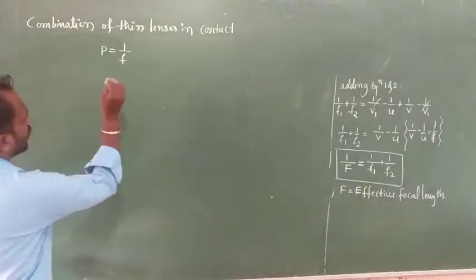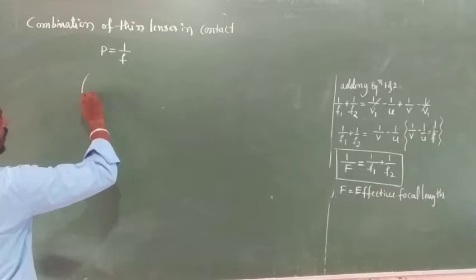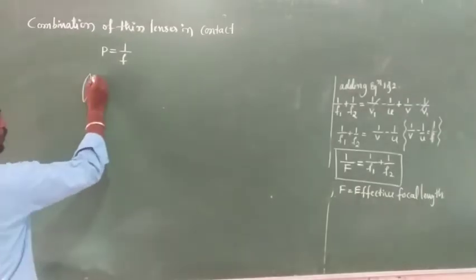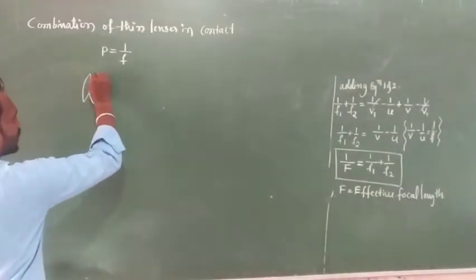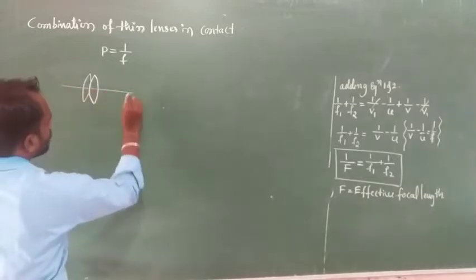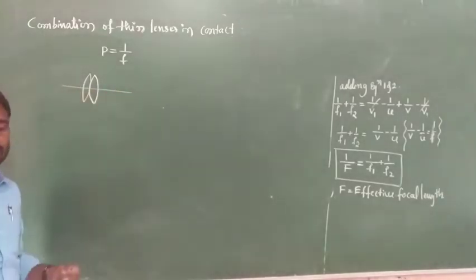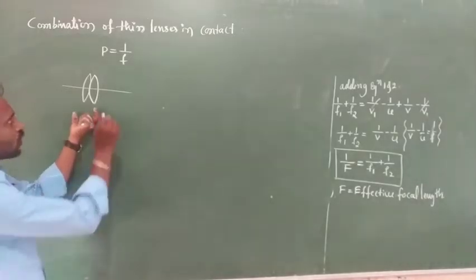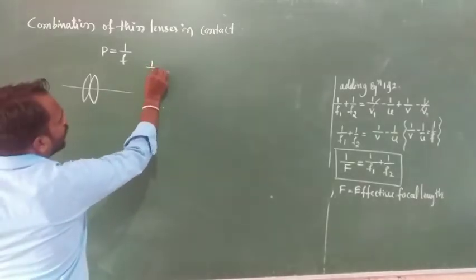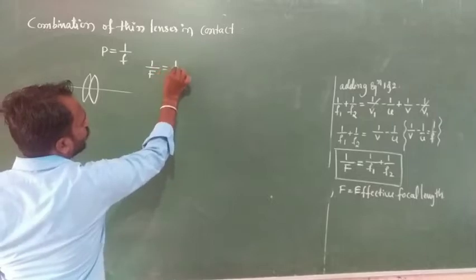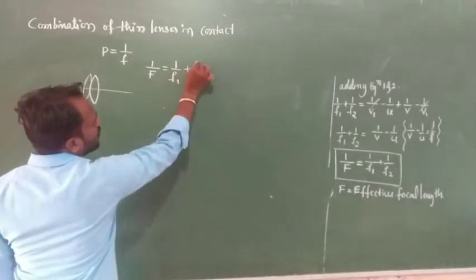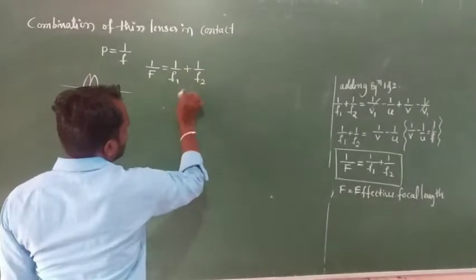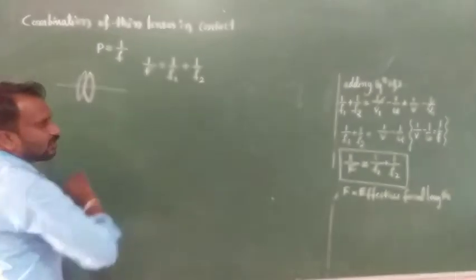Suppose we consider a number of lenses in contact with each other. Here we consider only two lenses in contact with each other. The power of this combination of lenses: the formula is 1 by f is equal to 1 by f1 plus 1 by f2. This is the combination of lenses formula.